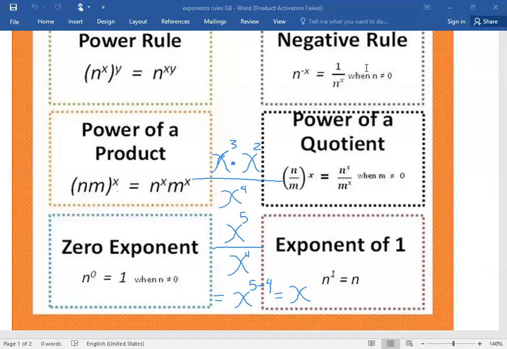So sometimes we have more than one operation in the same question. I have in the numerator x to the power of 3 times x to the power of 2 over x to the power of 4, so I have to simplify first, especially since we have the same base. Let me give you another question. Till this point, is there any question? No. Okay.